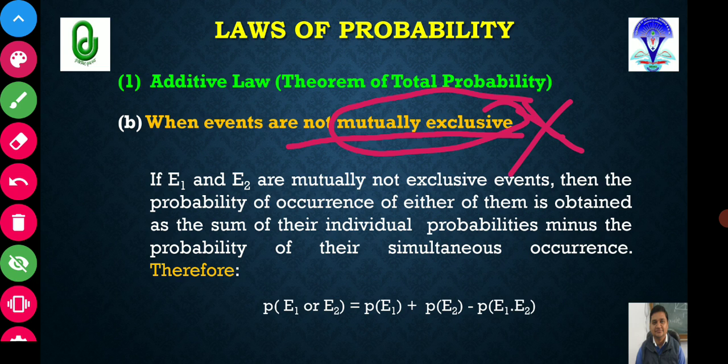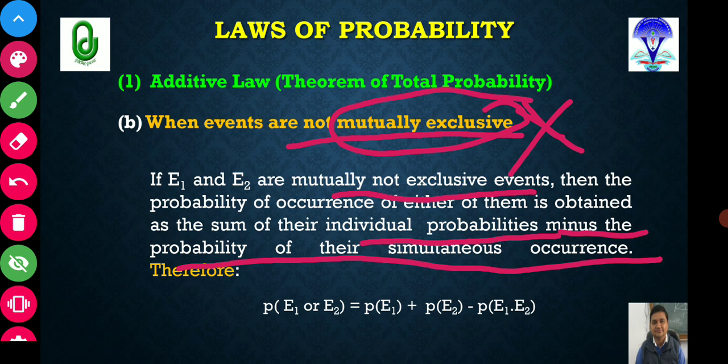So we have already discussed what are the mutually exclusive events, what are the not mutually exclusive events. Suppose if E1 and E2 are mutually non-exclusive events, then the probability of occurrence of either of them is obtained as the sum of their individual probability minus the probability of their simultaneous occurrence. So this is important, probability of their simultaneous occurrence. So the formula that we had seen for mutually exclusive event will be changed.